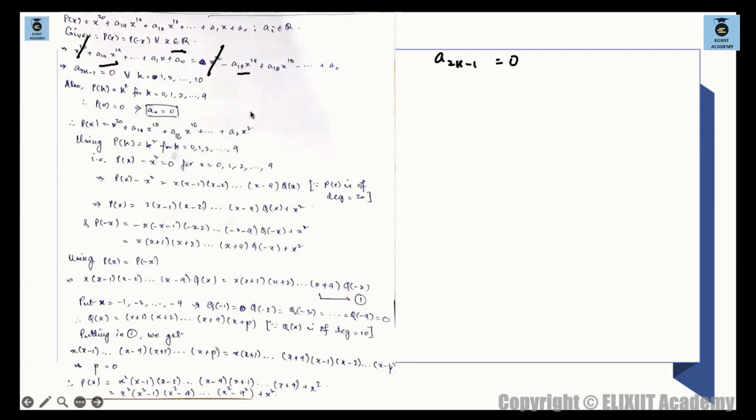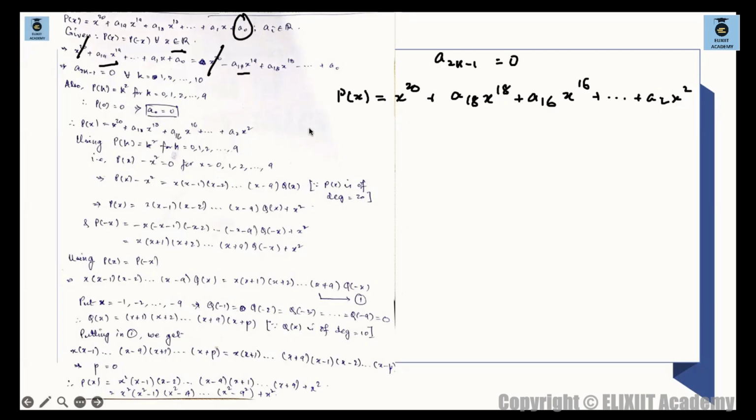a0 is 0. So we can now reduce the polynomial; we have the new polynomial. The new polynomial will be Px equals x to the power of 20 plus a18 x to the power of 18 plus a16 x to the power of 16, and so on till a2 x square. This is our new polynomial. Hopefully this much is clear to you. a0 will be 0, and the odd coefficients are also 0.